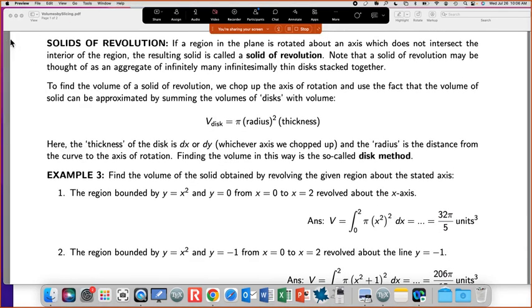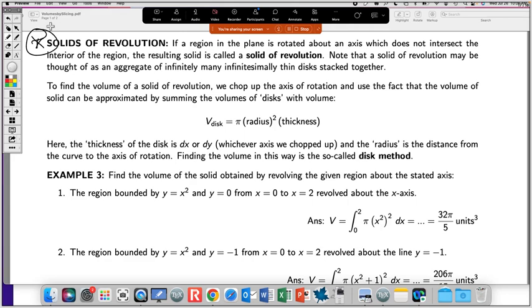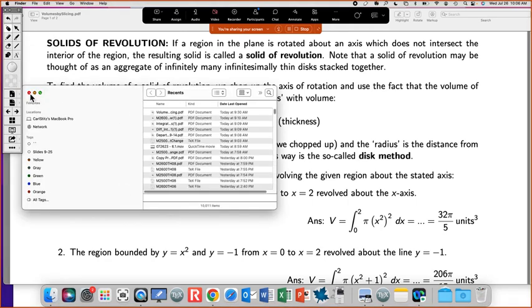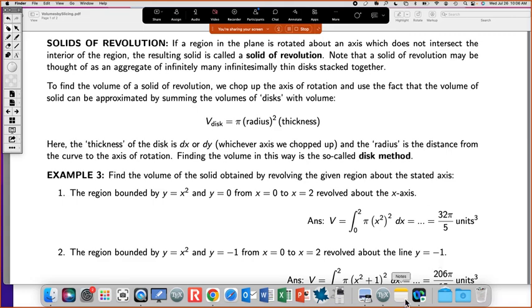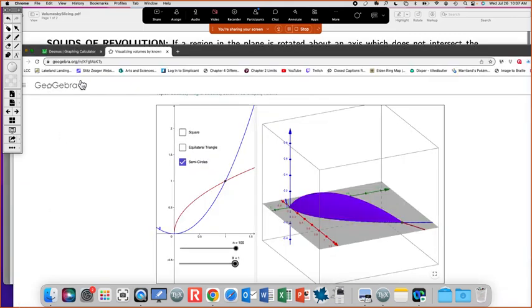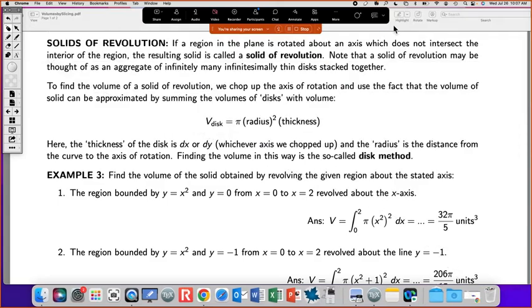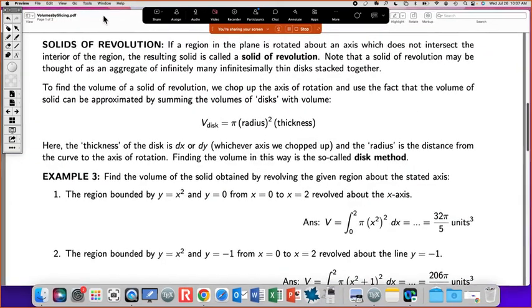All right, we got a special case here of this called solids of revolution. So let me get the, I thought I had this open. I'm getting lost in the tabs. I guess I don't have it open. Let's try this.